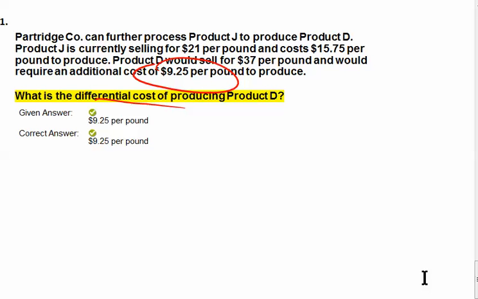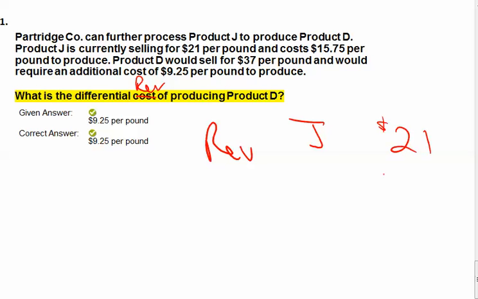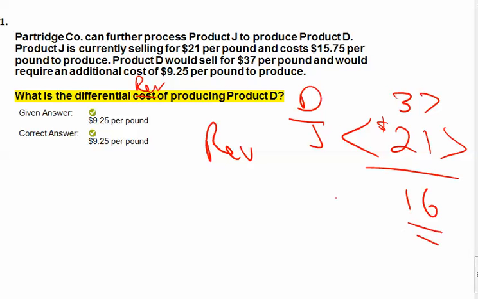Now, what would we do if it said, instead of differential cost, it said differential revenue? All right, let's take a look at that. If instead it said revenue, well, now I'm going to be concerned about what's the difference in my revenue. I'm going to take the revenue of J, and that was $21. My revenue of D is $37. So what's my differential? $16. So that's my differential revenue of the two. All right?